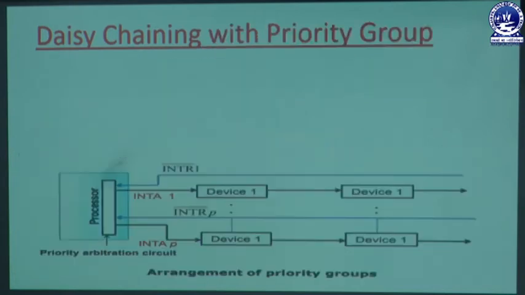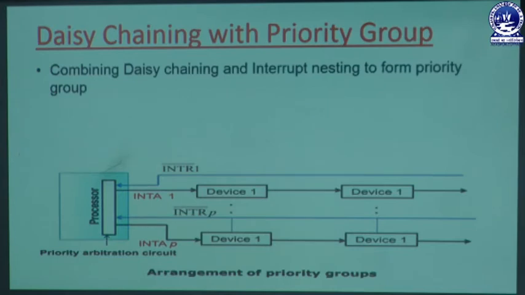So let's see how. This is the concept of daisy chaining with priority group. The first is combining daisy chaining and interrupt nesting to form a priority group. Interrupt nesting means when one interrupt is being executed by the processor, and in between that, some other device may request another interrupt. That is called interrupt nesting, and in that case the processor has to give service to the highest priority interrupt.